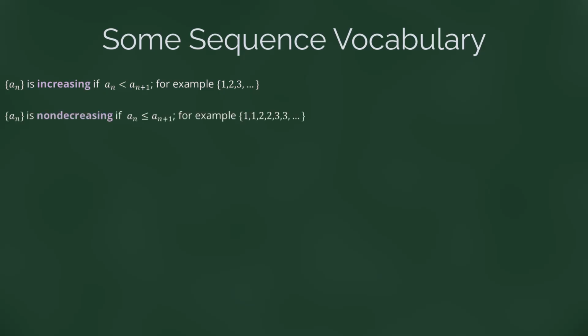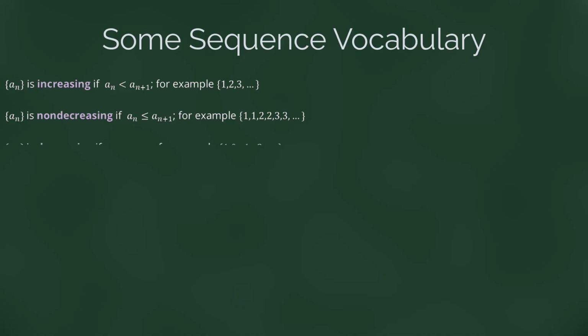We'll call a sequence non-decreasing if a sub n is less than or equal to a sub n plus 1. So each term has to be either smaller than the next term or equal to the next term. So if we have a sequence like 1, 1, 2, 2, 3, 3, that is non-decreasing.